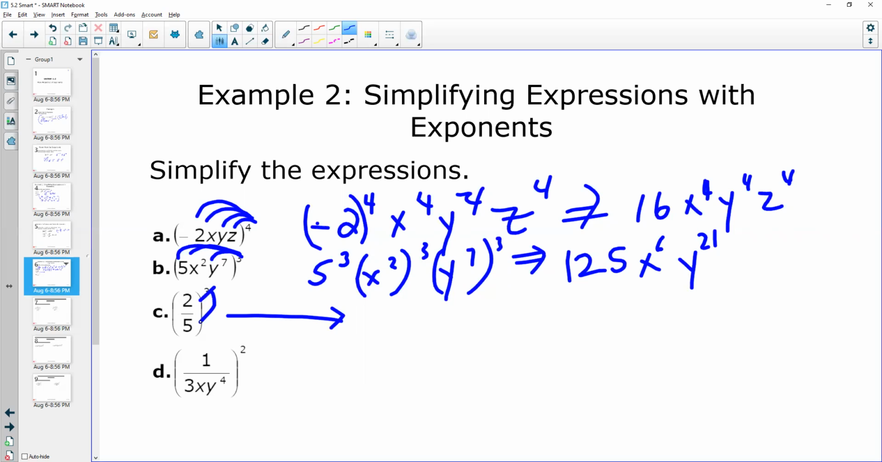For C, I'm just going to give that 3 to both the 2 and the 5. I'm going to distribute it across the fraction. So on the top, I'm going to have 2 cubed. On the bottom, I'm going to have 5 cubed. And that is going to be 8 over 125.